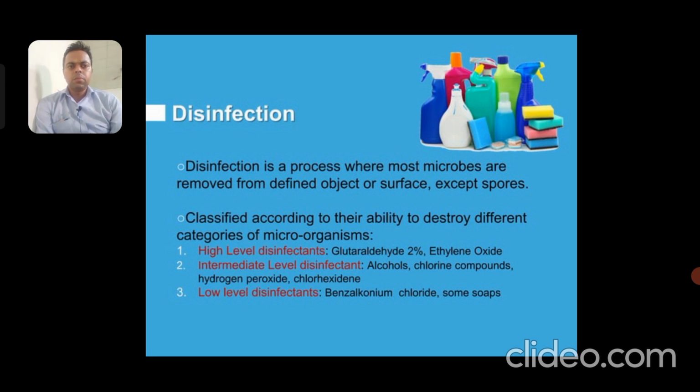Disinfection is a process where most microbes are removed from a defined object or surface except spores. Disinfectants can be classified according to their ability to destroy different categories of microbes, that is high level, intermediate level or low level. High level disinfectants are glutaraldehyde and ethylene oxide. Intermediate level disinfectants are alcohol, chlorine compounds, hydrogen peroxide, chloroxylenol. Low level disinfectants are benzalkonium chloride and some soaps.